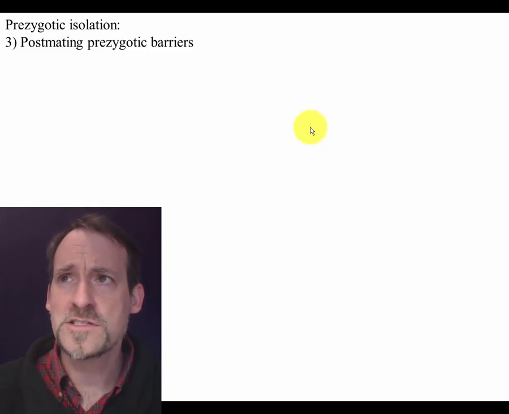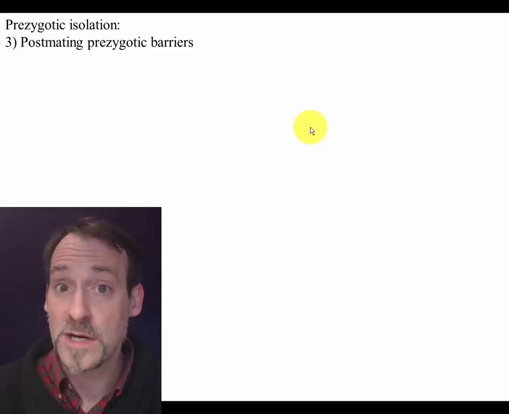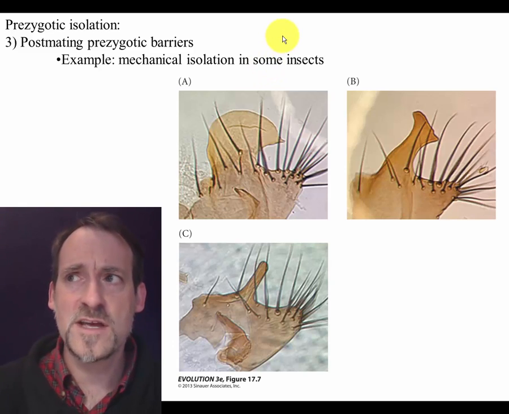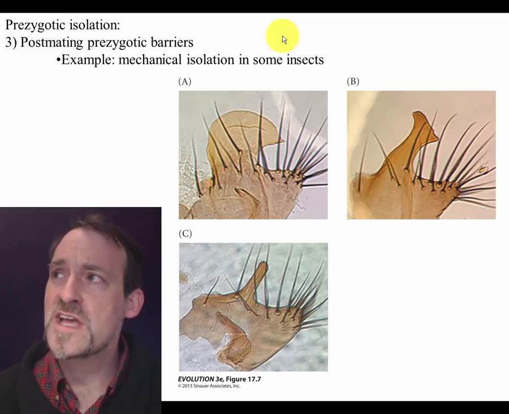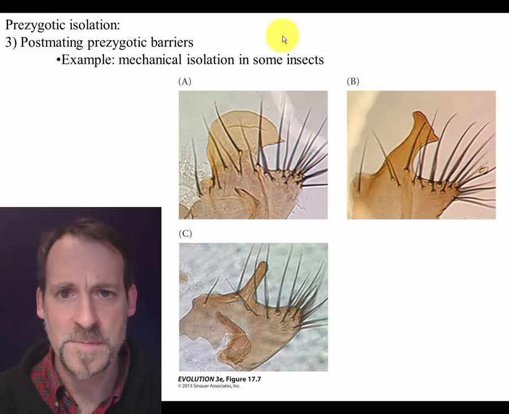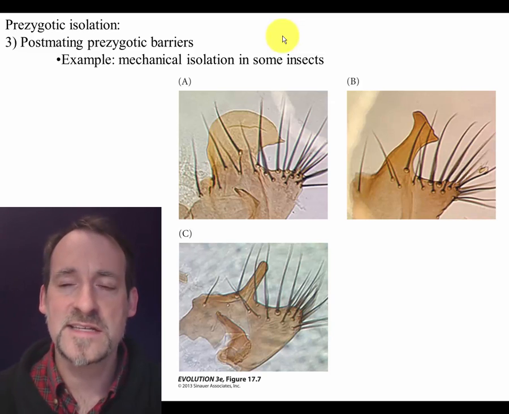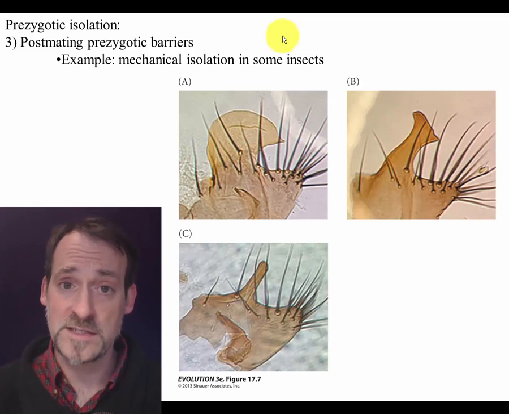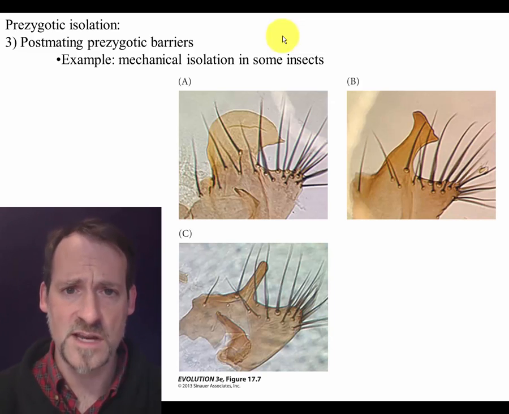Okay, finally, there are some barriers that function after mating occurs, but before the zygote forms. So they're post-mating, but pre-zygotic. In some insects, what's been proposed is actually a lock and key hypothesis for mating compatibility. What that really means is that in some cases with insects, individuals can try to mate, but fertilization doesn't happen because the male's reproductive parts do not fit the female's reproductive parts. The key does not fit the lock.